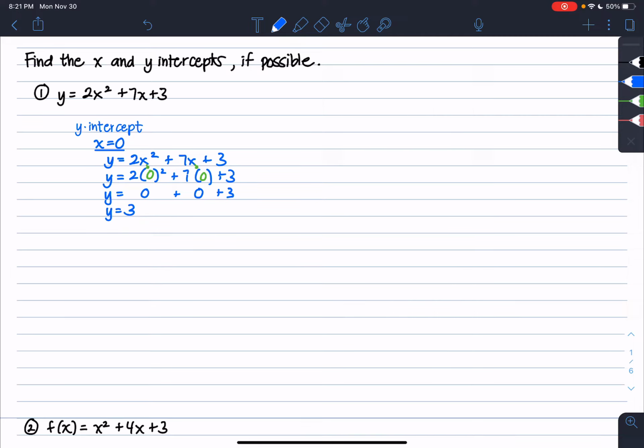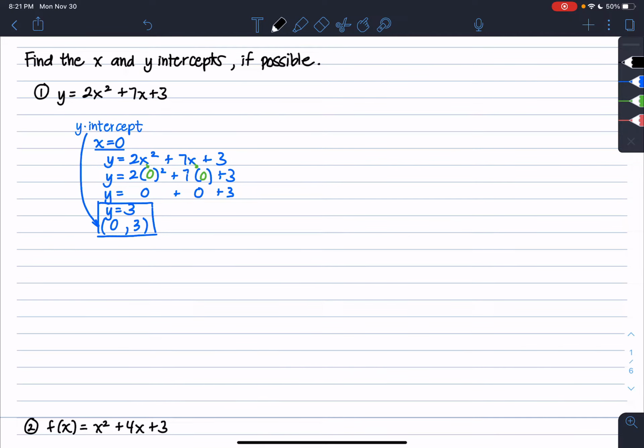So what does this mean? This tells us that our y-intercept occurs where y is equal to 3, and it has the coordinates 0, 3. All right, so that's our y-intercept. Knocked it out pretty nicely. But now let's take a look at our x-intercepts.